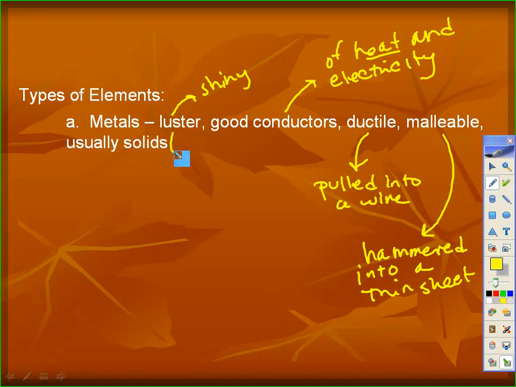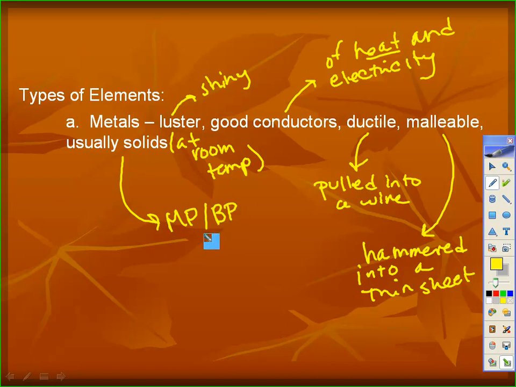And they're usually solids at room temperature, which means their melting points and boiling points are fairly high. And I think if you sort of conjure up a metal in your head, like let's say iron, that makes sense. It's a good conductor, ductile, malleable, usually a solid. Or copper, very shiny and a good conductor. We use it for electrical wiring. Obviously we can pull it into a wire, and it's a solid at room temperature. So I think all that stuff is pretty much common sense.